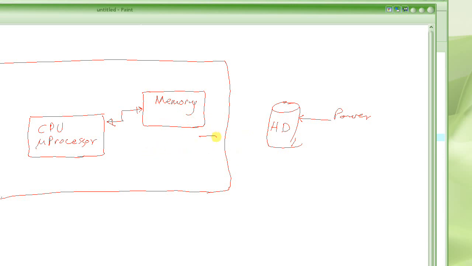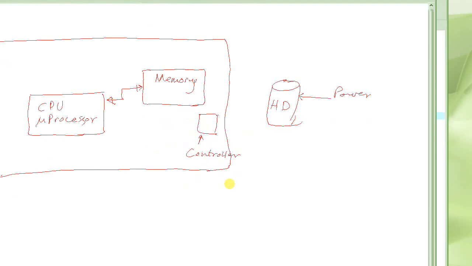So on the motherboard, there is also a component called a controller, or a storage controller. Depending upon what type of hard drive it is: if it is a SATA hard drive, it's called a SATA controller. If it is a SAS hard drive, it's called a SAS controller. SCSI hard drive, SCSI controller, and so on. So depending upon the type of hard drive, this controller would be the one that controls it.